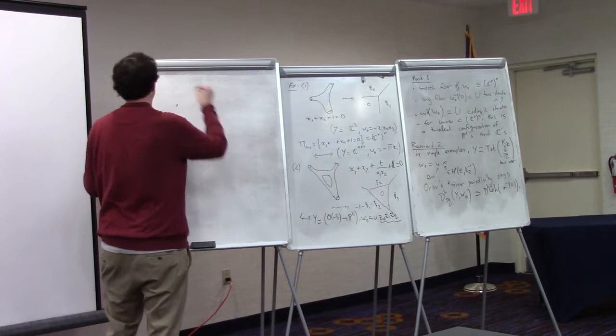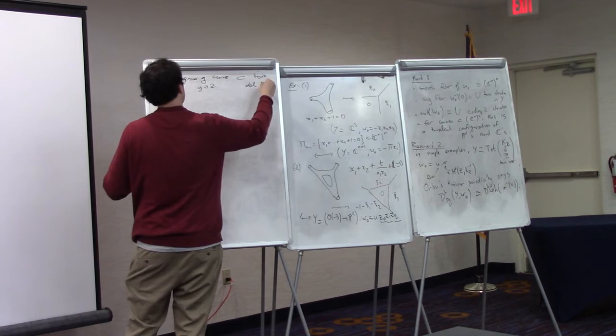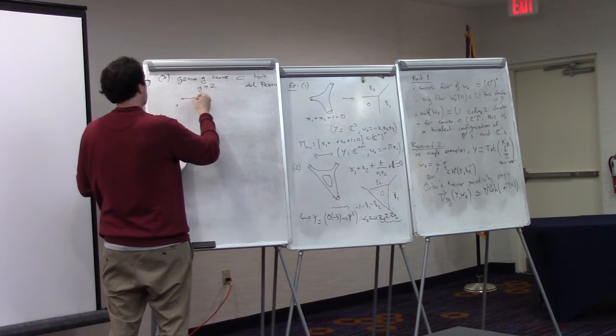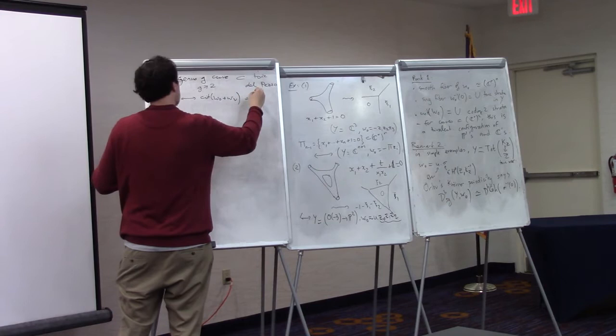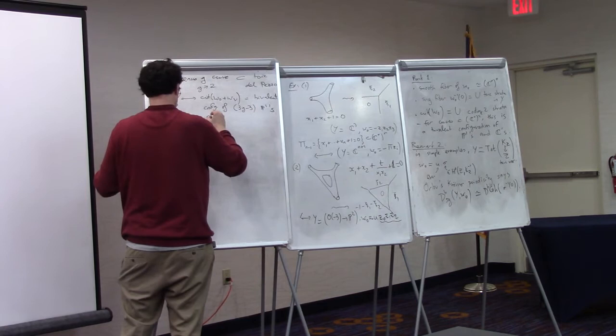I look at a genus g curve, of genus at least 2, inside a toric del Pezzo. Then you get something which is a threefold, on which the critical locus is a trivalent configuration of 3g minus 3 P1s meeting in 2g minus 2 points.